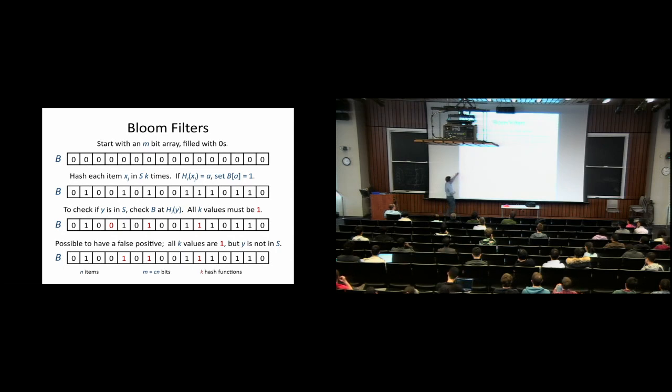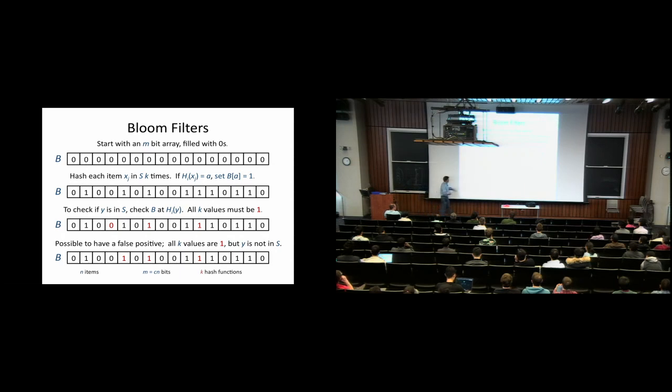So what do we do to check if something is in the set? We hash it k times and look at those k locations. If we ever see a 0, then we know that this was not an element of the set. Because if it was an element of the set, then when we put it into the Bloom filter, we would have marked those locations as 1s, but we've seen a 0.